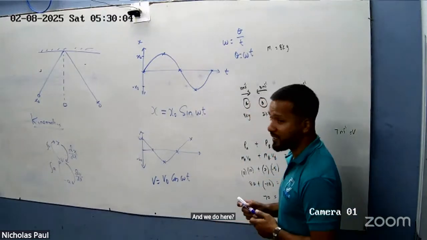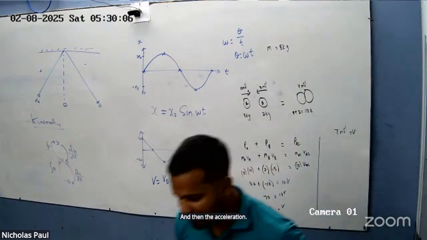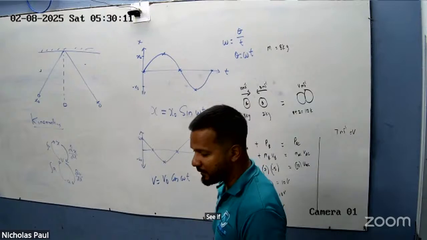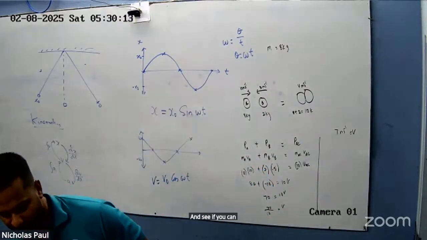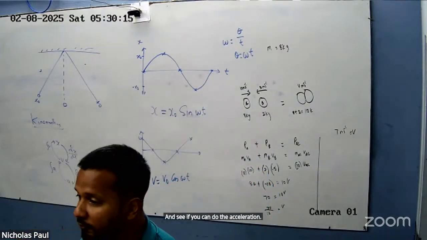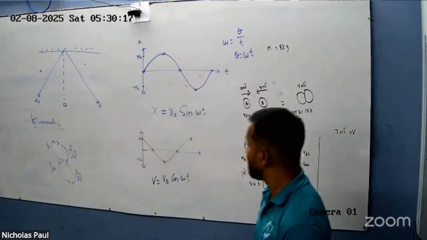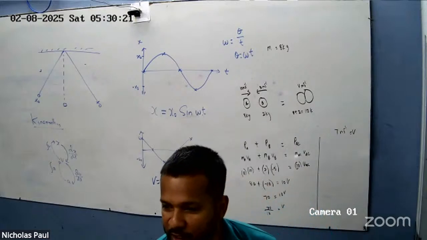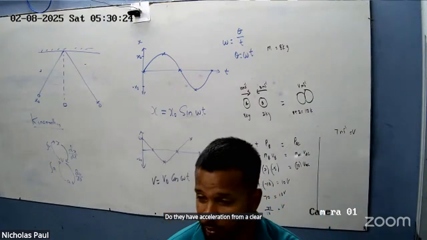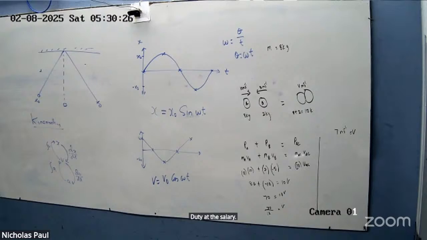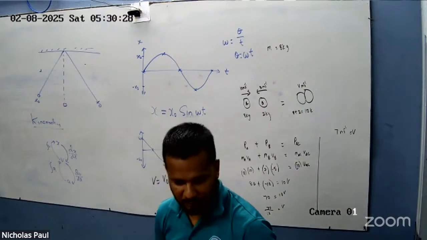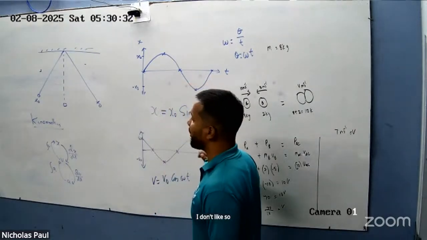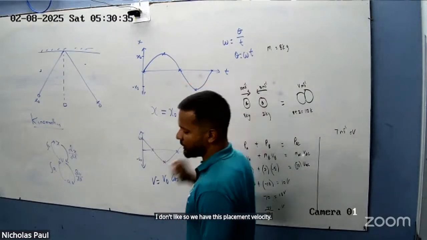And then the acceleration. Last one. See if you can do the acceleration. So we have displacement and velocity. I want you to try to get the acceleration graph.